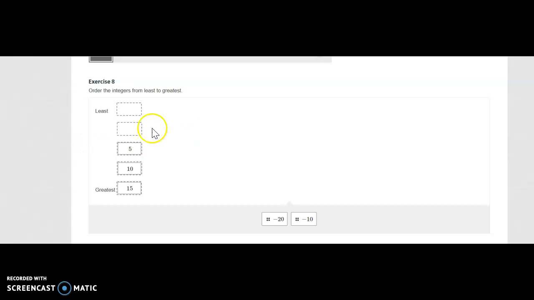Well, if we think of this as a number line and we think of 0 right here, the next closest would be the 10, and then farthest away would be the negative 20. So there would be our least to greatest.